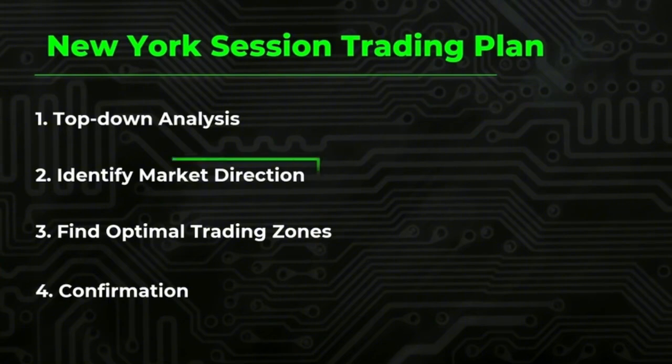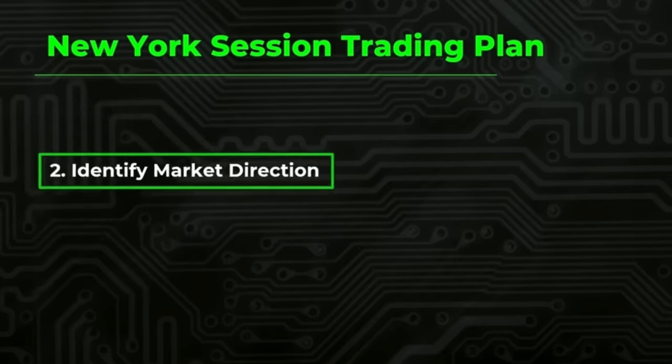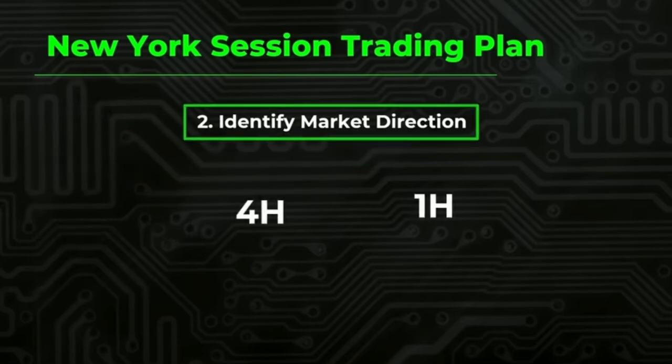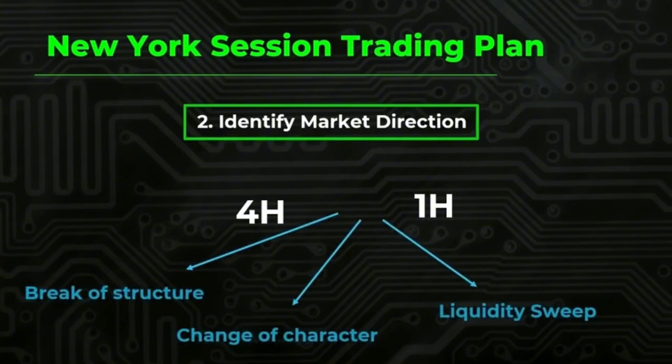It is time to identify the market direction in the second step. To find the direction, we only use two time frames, the 4 hours and 1 hour's chart. In this step, we apply the concepts of break of structure, change of character, and liquidity sweep pattern to find the overall direction. Trading along with the controlling side of the market will instantly improve your win rate and minimize losses.